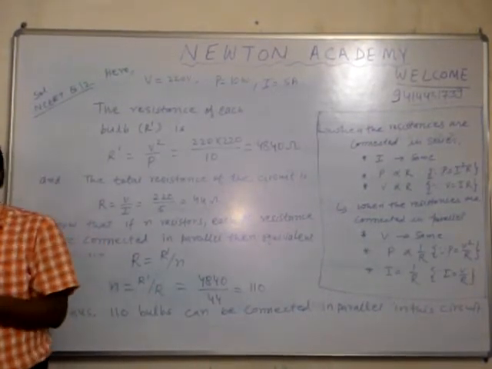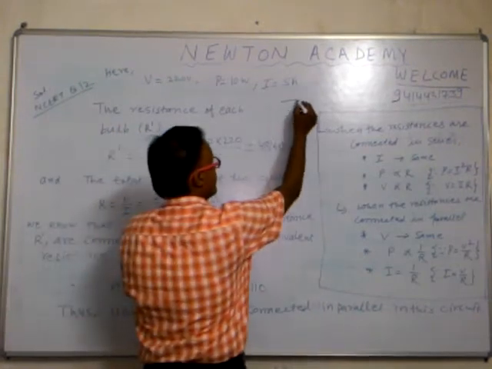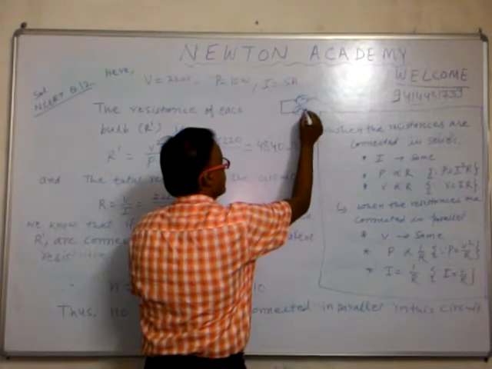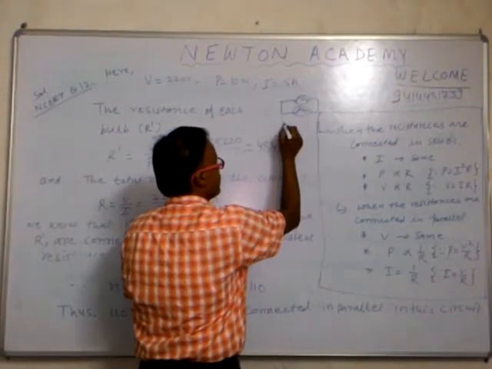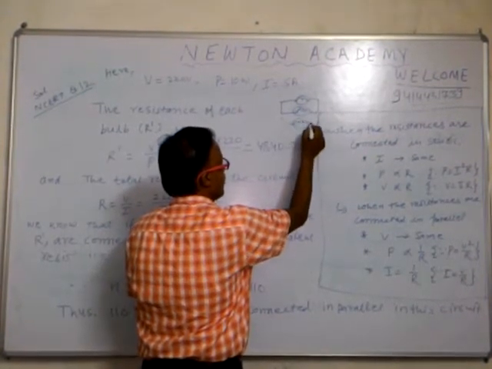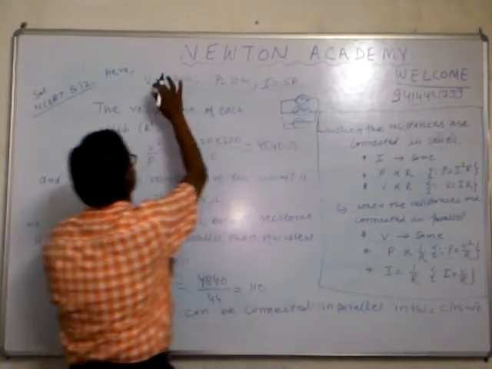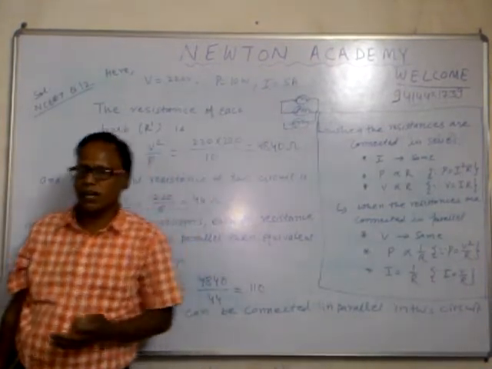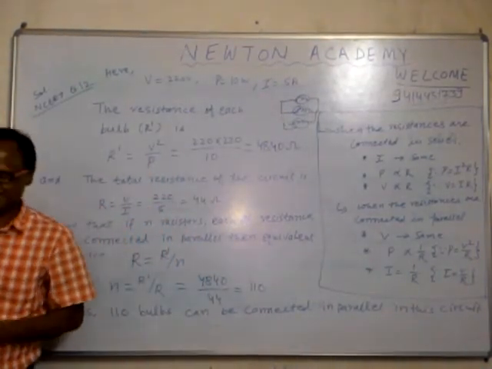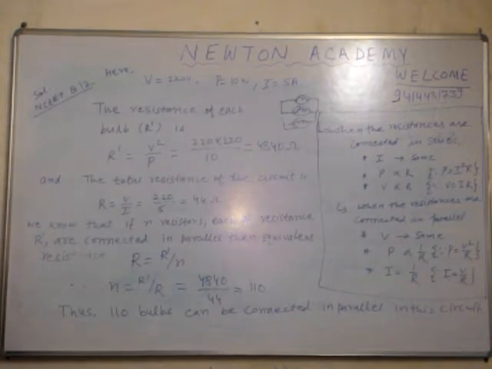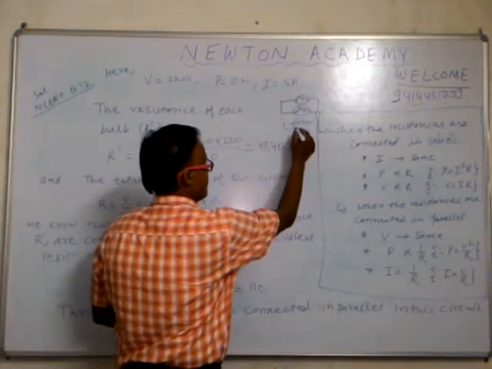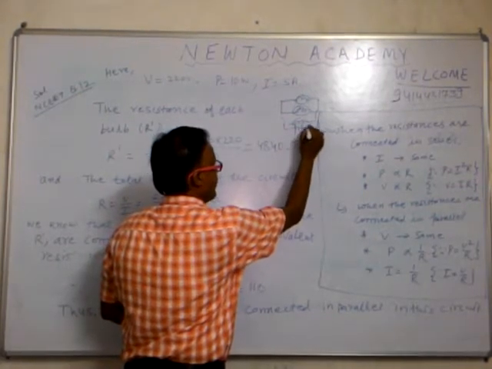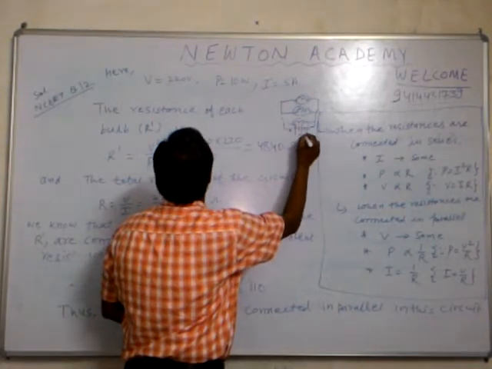Our aim is to calculate. Suppose we connect bulb 1, bulb 2, etc. So we need to calculate the number of bulbs to join with a supply voltage of 220 volt with maximum current of 5 ampere. Across the two wires of the 220 volt line, the maximum allowable current is 5 ampere.